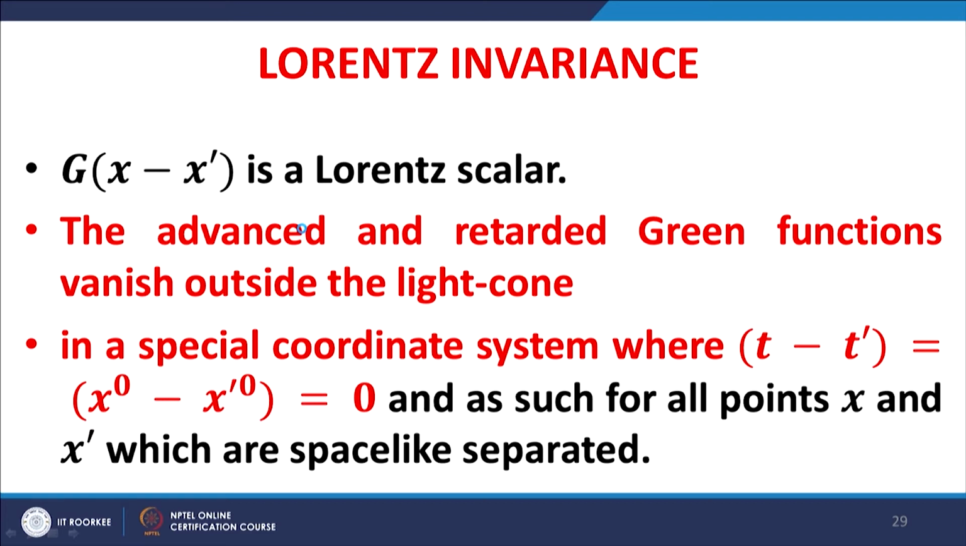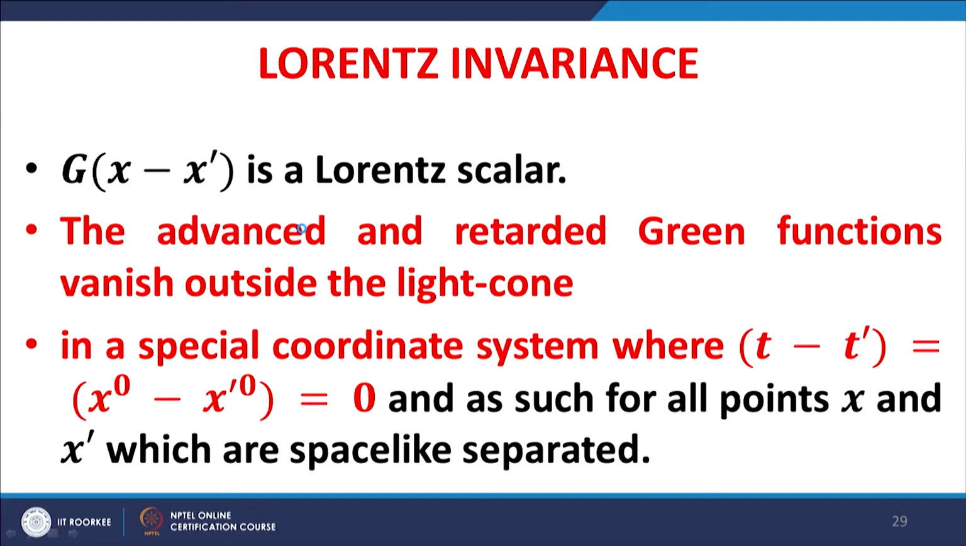Certain properties are listed on this slide. I will read them out. The propagator G(x minus x') is a Lorentz scalar. The advanced and retarded Green functions are defined in such a way that their boundary conditions make them vanish outside the light cone, and in that sense they obey causality, but we will come back to this point. And in a special coordinate system, where t minus t' is equal to x0 minus x0' equal to 0.